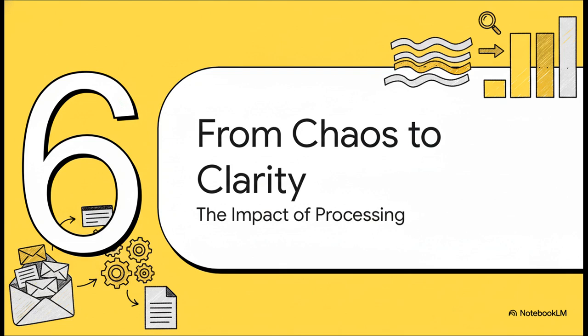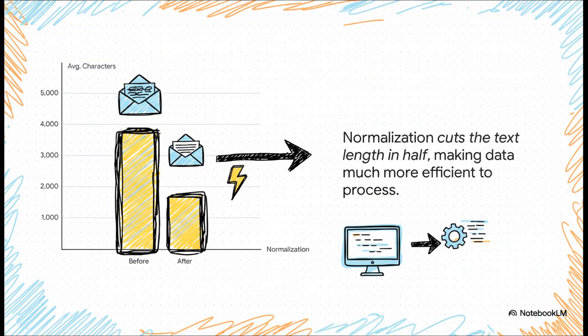Oh yeah, the data tells the real story here. Take a look at this. This chart says everything. Before any processing, the average email was over 3,000 characters long. After just that first normalization step, we cut the length in half, down to about 1,500 characters. That means the data is so much smaller and dramatically more efficient for a machine to handle.